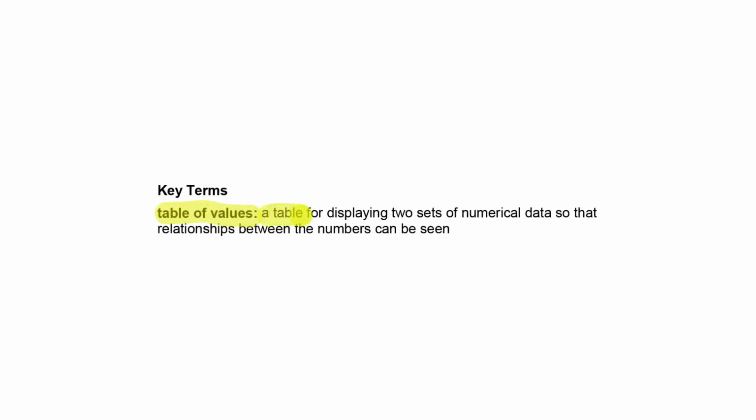Key terms. Table of values is a table for displaying two sets of numerical data so that relationships between the numbers can be seen.